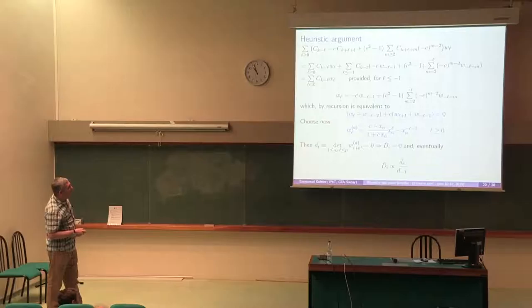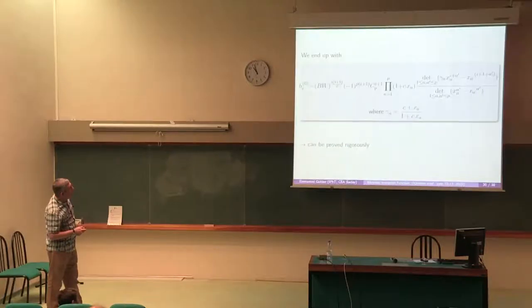Okay? And then you play the same game, and you end up with the fact that d_i is proportional to the small d bar i, which is this determinant here of these objects. And you must divide by the same minus 1 as before. So what you end up with is this formula, which is the same as before, except that there is gamma A here, which is this.